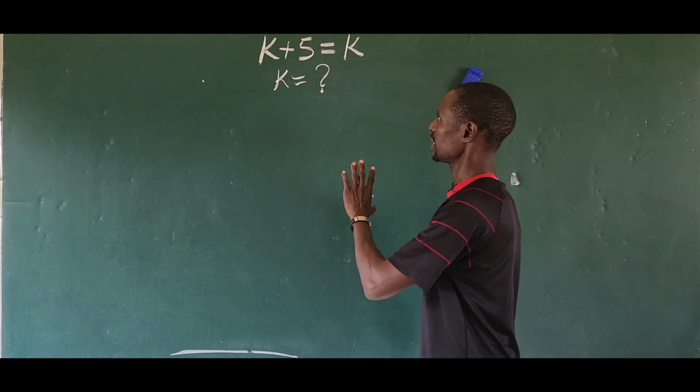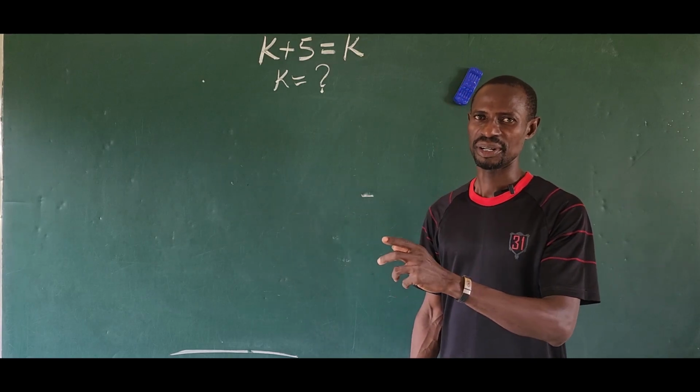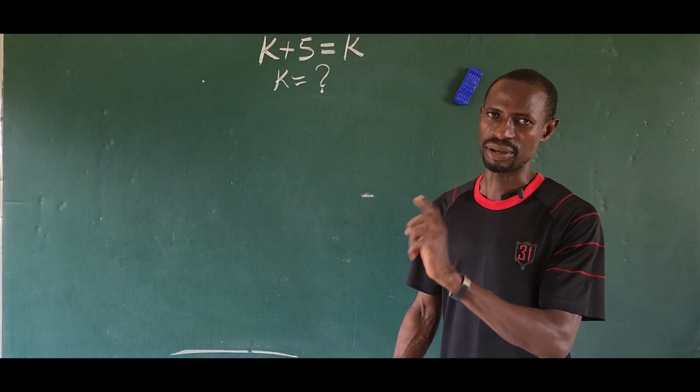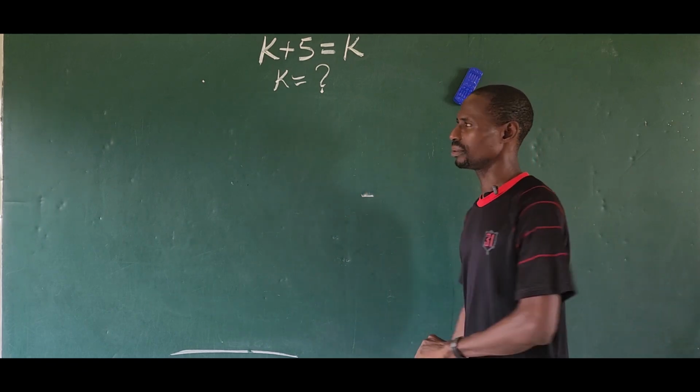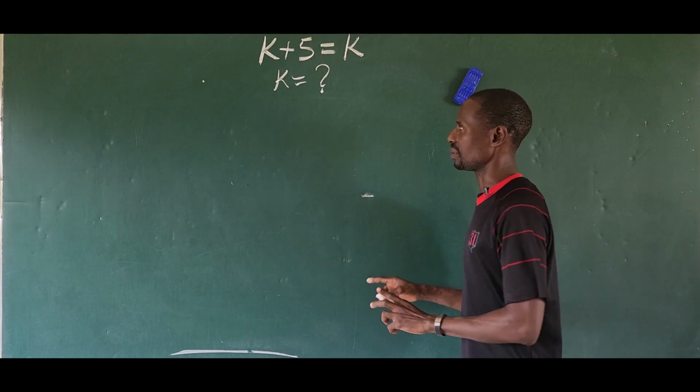We have this challenging algebraic equation before us here. The question looks simple, but how do we solve for the value of k? In other words, does k have a value or does it not have a value? If it doesn't have a value, then we'll know.